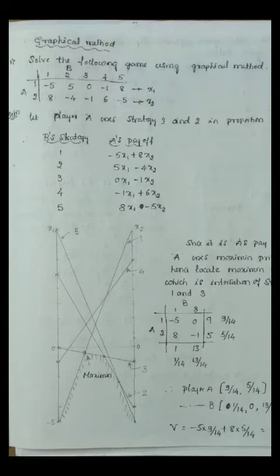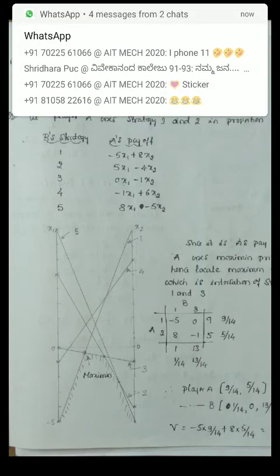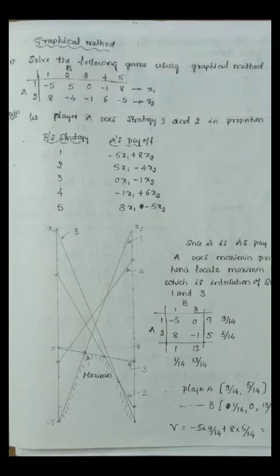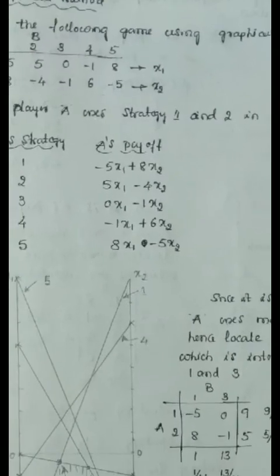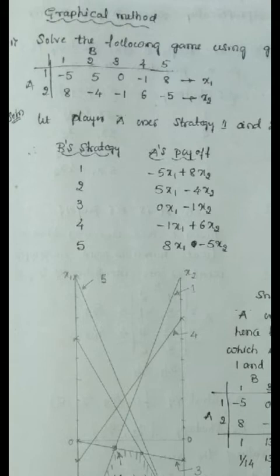The limitation of this graphical method is that it can be applied only for games with two rows or two columns. Now let me take an example with two rows. Solve the following game using graphical method. In this game, player A has two strategies, player B has five strategies.